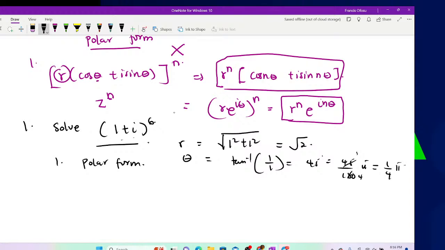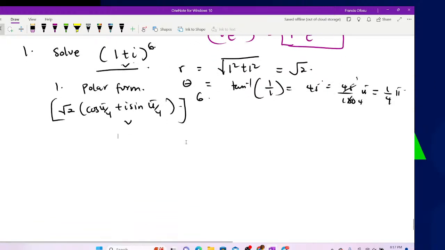At this point, let's convert this to polar form. I have my r, which is square root of 2, open bracket, cos my theta, pi on 4, plus i sine what? Pi on 4, right? And at this point, you close the bracket and bring your 6. So what I have in here has been converted to this form. For that reason, I am going to apply the De Moivre theorem.